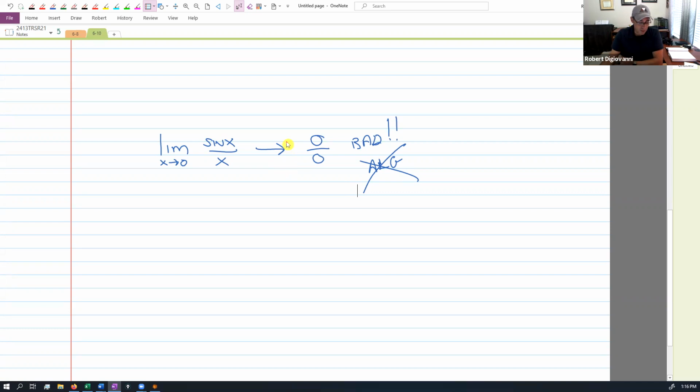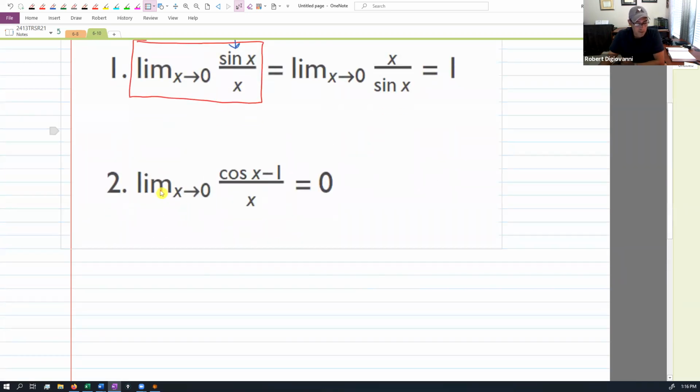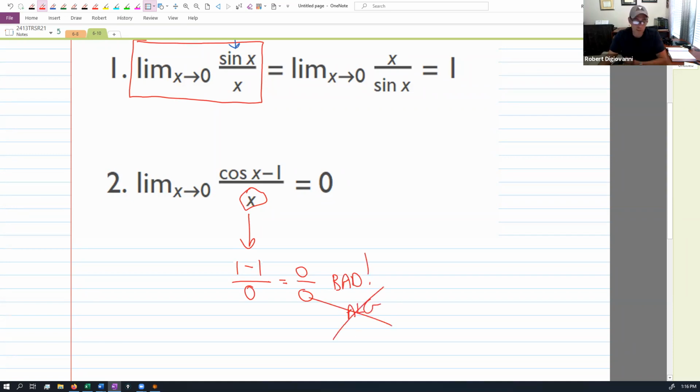The other limit that you need to know is the limit as x approaches 0 of cosine of x minus 1 over x, which is equal to 0. If we just try to plug 0 in for x, cosine of 0 would be what? Cosine of 0 is 1. So 1 minus 1 over, and if x is going to 0, that's 0 over 0, and that's bad, right? And we need some algebra. But I'm telling you again that there's no algebra you're going to be able to do to convince yourself or convince me that the answer is 0. So you're just going to have to take that on faith.